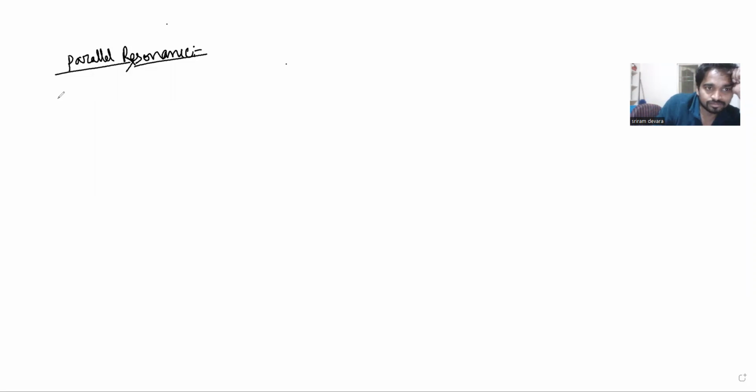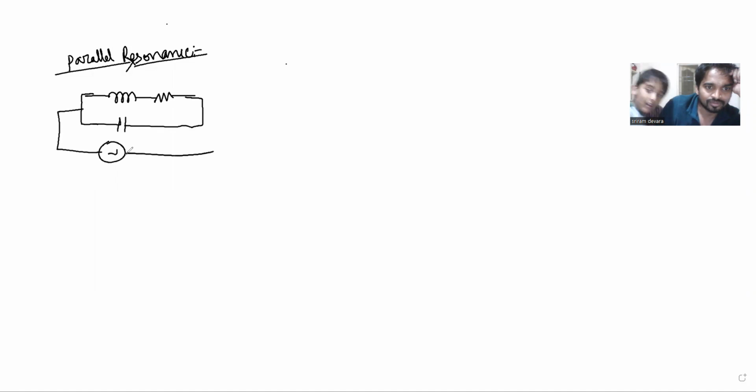Parallel resonance. Consider this circuit, where L and C are connected in parallel, and the inductor L has some ohmic resistance. This is a circuit diagram. Here we have to connect an AC source. For the AC source, this is L, this is R, and this is C.